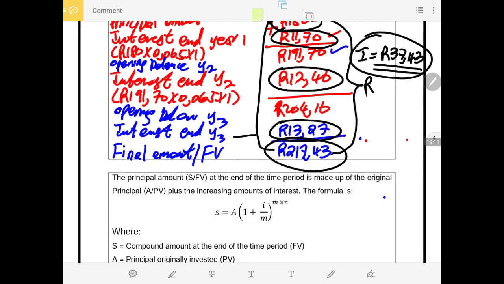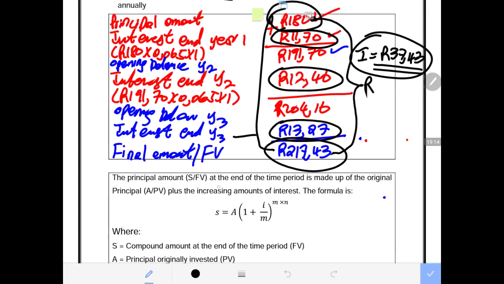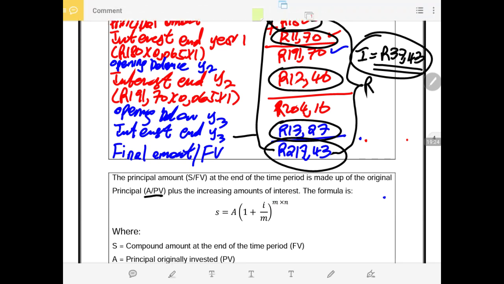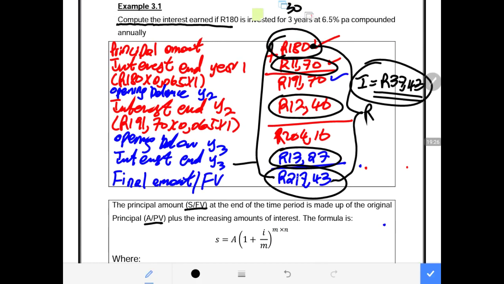Now the next part says the principal amount, which is the future value at the end of the time period, is made up of the original principal amount, which is the present value, plus the increasing amounts of interest. And you can see that the future value, which is the final amount at the end of the period, is made of the principal amount, which is the 180, plus the increasing interest amounts, which were 11 rand 70, plus 12 rand 46 and 13 rand 27 cents. And this is really clear based on what we have previously calculated.